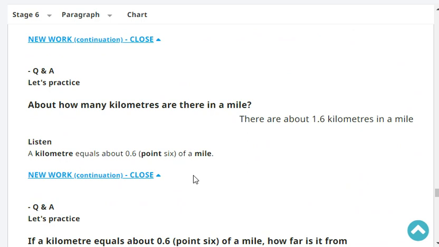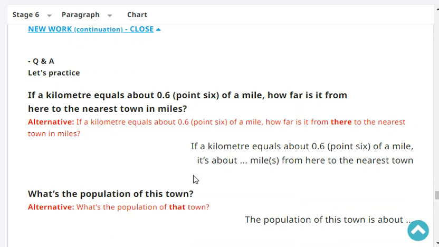So a kilometer equals about 0.6 of a mile. So let's practice. If a kilometer equals about 0.6 of a mile, how far is it from here to the nearest town in miles? If a kilometer equals about 0.6 of a mile, it's about 10 miles from here to the nearest town. Very good.